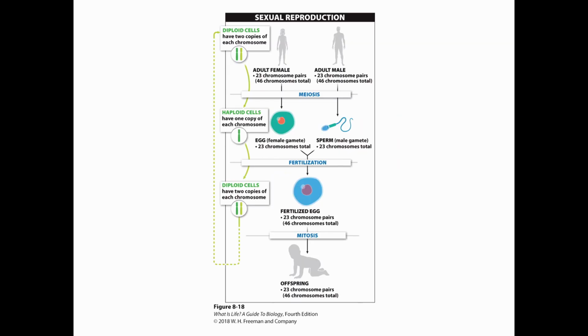So let's look at the process that we go through from adulthood to new offspring. For sexual reproduction, we're going to introduce some terms here, and I'm going to try to get through them for you. We have an adult female and an adult male, and both of these individuals have 23 pairs of chromosomes, giving each person a total of 46. Since their chromosomes are in pairs, meaning they have two sets, we call these cells diploid cells because there's two copies of every single chromosome.